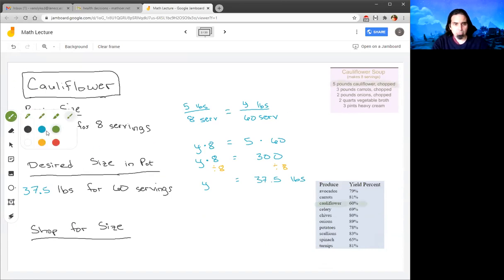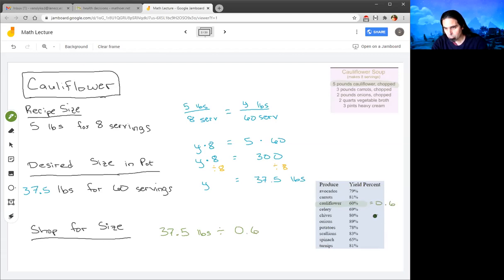So that means that we have to take our 37.5 pounds and divide it, remember we divide by the yield percents, we're using them backwards, by 0.6, because 60% is 0.6 with the percent left out. And when we do 37.5 divided by 0.6, we get 62.5.